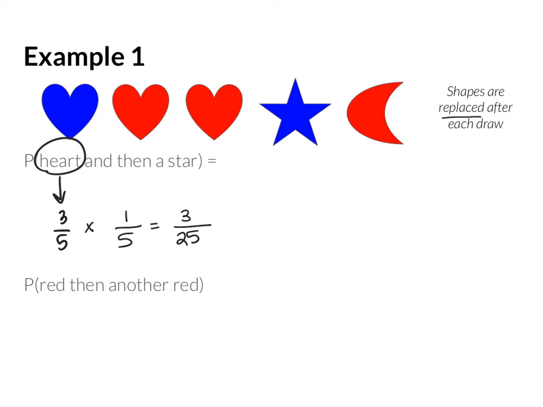Let's look at the second part of this example. What's the probability of drawing a red and then another red? Well, there are 3 reds in this set. And since I'm replacing them, like I draw them, I look at it, I document it, and then I replace it, my probability of drawing a red is still going to be 3 out of 5. So the probability of drawing both of them is the product of those. There are 25 possible outcomes, 9 of which I get red twice in a row.